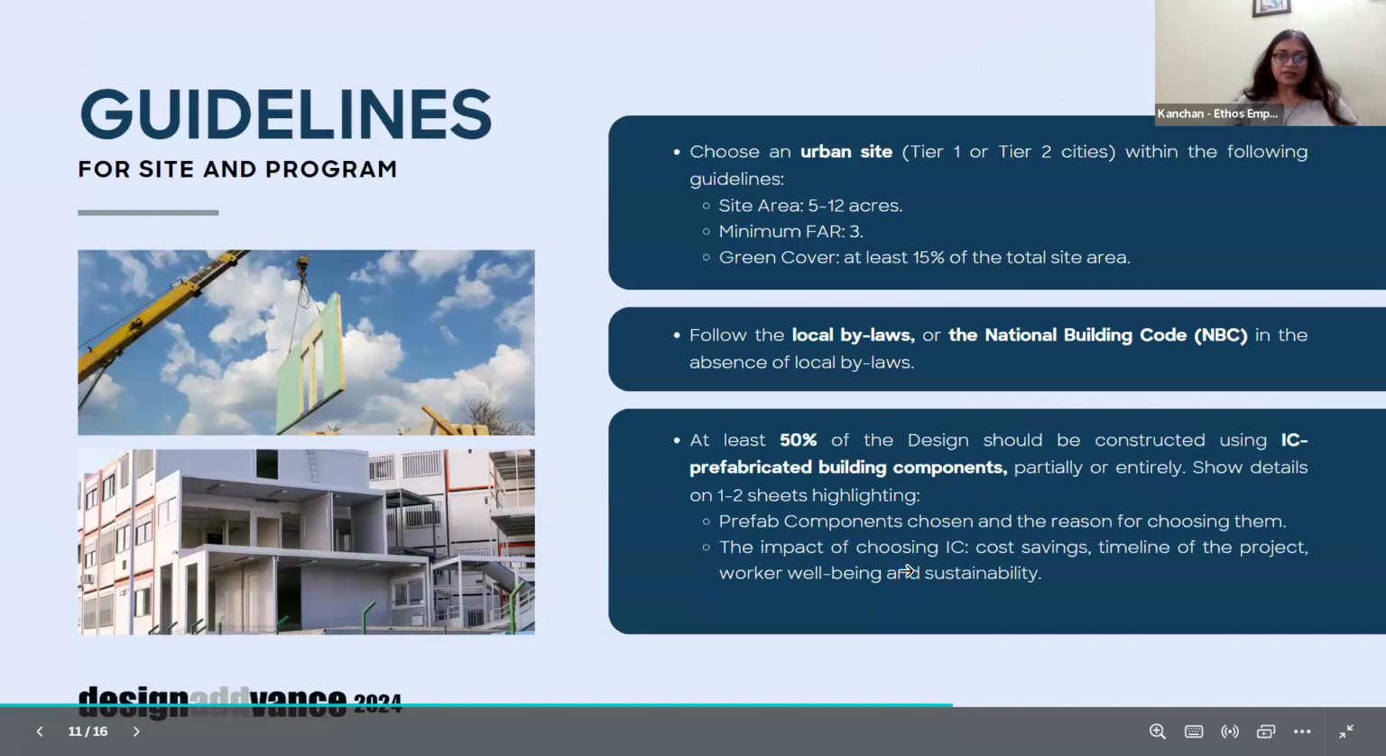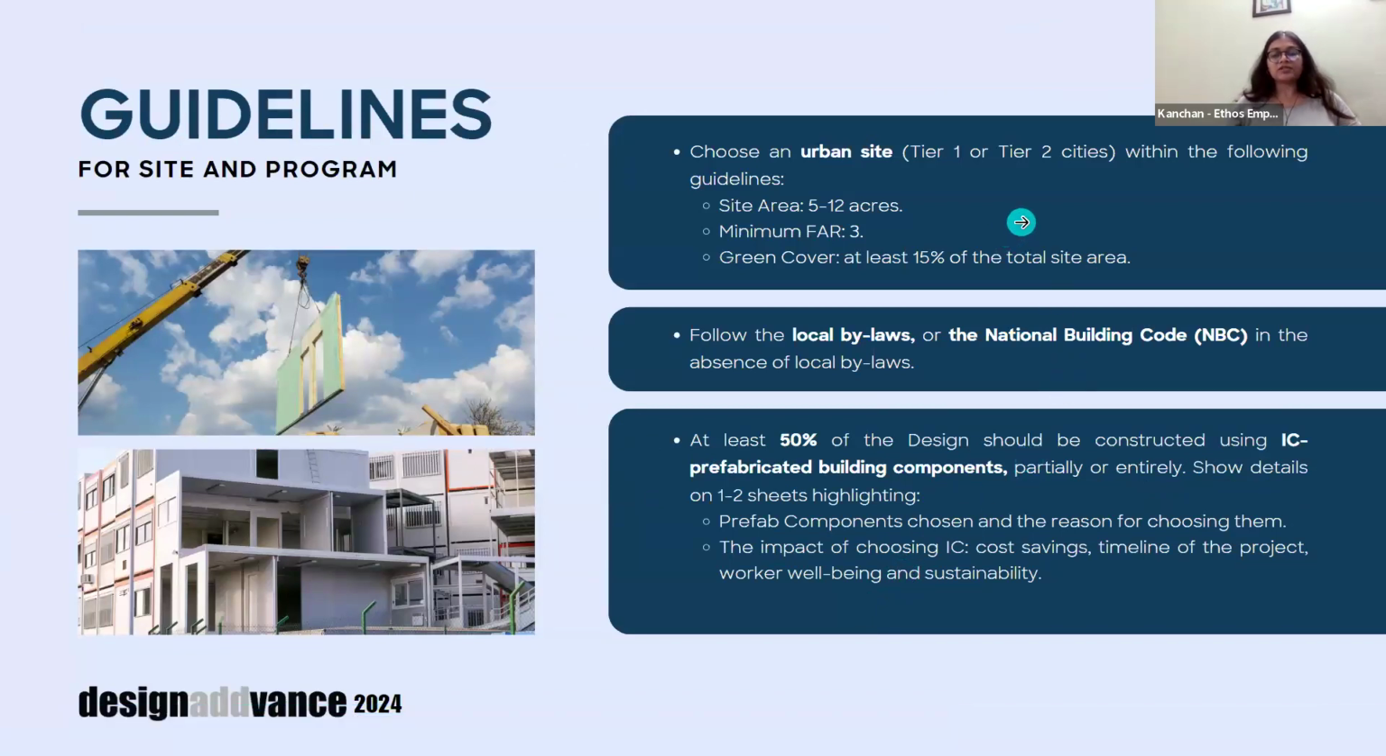Here are the guidelines for participation. Your site will be urban, which is a tier 1 or tier 2 city. The site area will be from 5 acres to 12 acres. Minimum FAR should be 3, and make sure the green cover is at least 15% of the total site area. You can follow the local bylaws, or if they are not available to you, you can use the National Building Code in their absence. At least 50% of the design should be constructed using IC, prefabricated building components, partially or entirely. You'll also need to show some of these details in your design sheets.